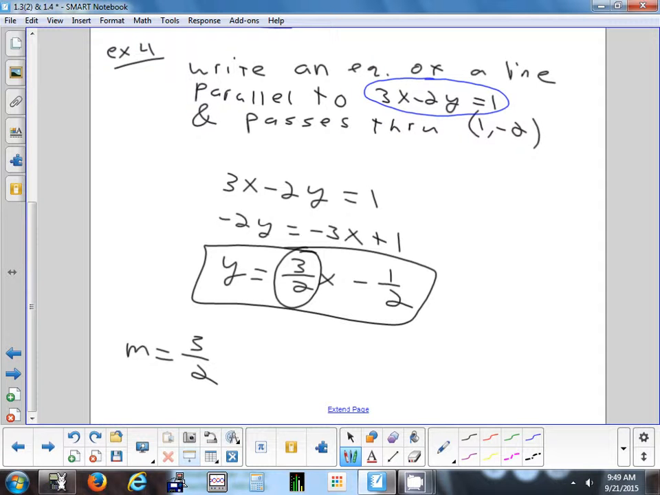Do I have a point it has to pass through? What is it? Well, so my slope is 3/2. Forget about that -1/2. We don't need it. What else do I need? Yeah, it has to pass through 1, -2. All right, so there's my point.